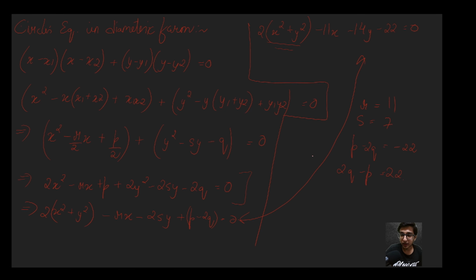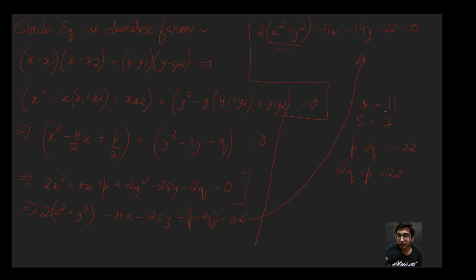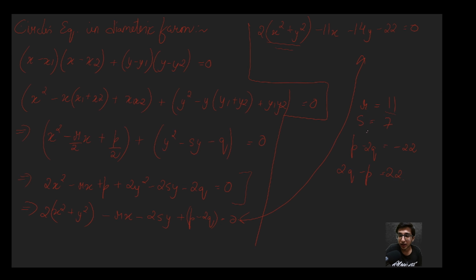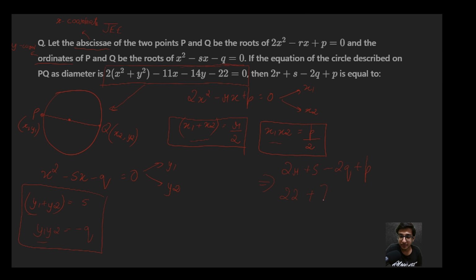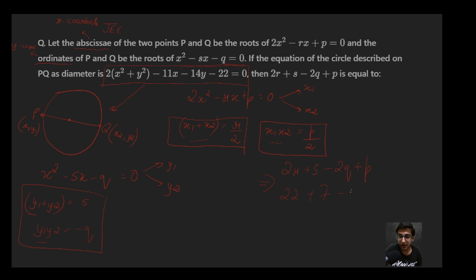Now let us see what has been asked to us in the question. They've asked us to find out 2r plus s minus 2q plus p. So from here, let us put the values that we've just gotten. 2r, r is 11, that means 2r would become 22, plus s is 7, so we can simply put 7, minus 2q plus p, and that is minus 22. So minus 22 comes here. So from here, what are we getting? Simply just 7, and this is our answer.